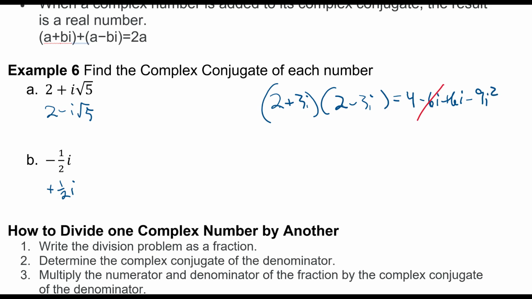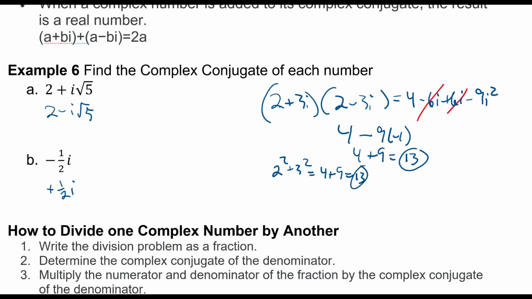So the 6i's will go away, and we have 4 minus 9 times negative 1. So we end up with 4 plus 9, which is 13. That's multiplying a number by its conjugate. So notice if we would have just taken that 2 squared and added 3 squared, we would end up with 4 plus 9, which is 13. That's the shortcut if you want a shortcut.